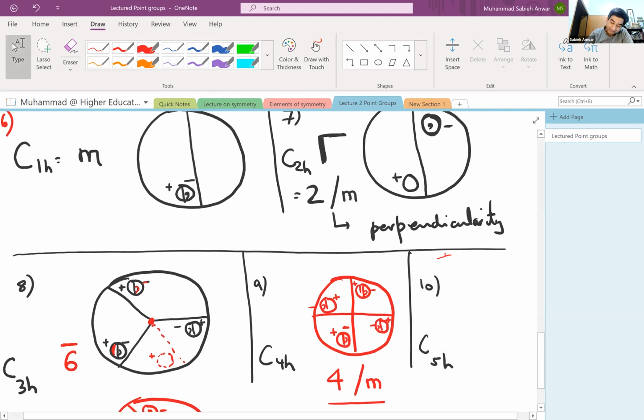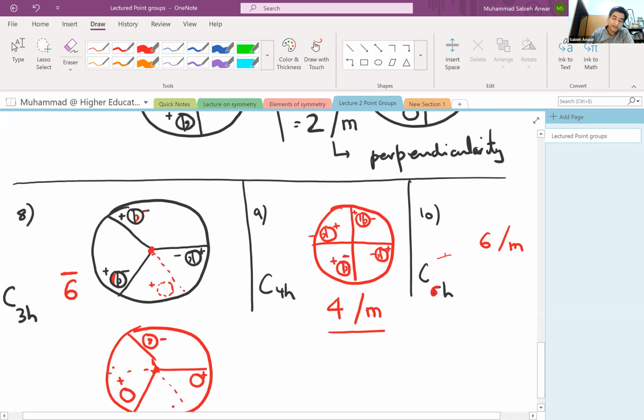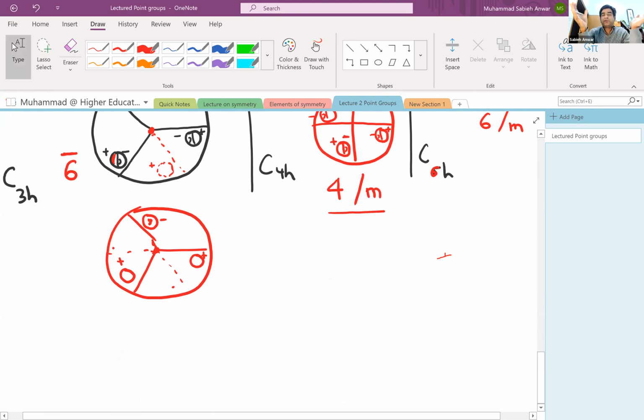Likewise, I have C6H, which will be 6/m. Okay, now I've constructed 10 point groups. The first 5 point groups are the cyclic groups. The first 5 point groups are the cyclic groups, and the next 5 groups are constructed by the cyclic groups, and then you would like to multiply the cyclic group with this set.